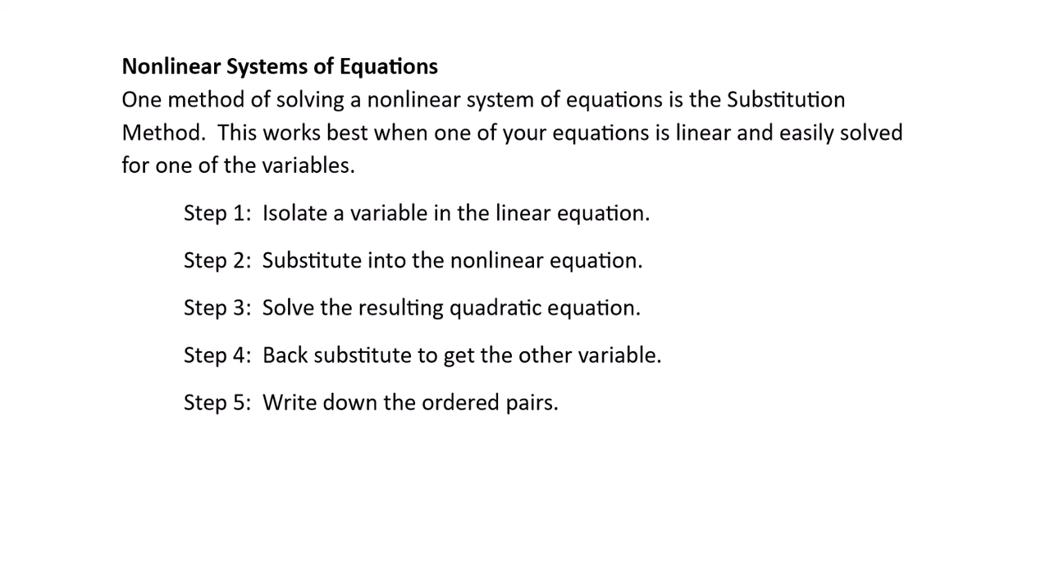Step 1 is to isolate a variable in the linear equation. This just means that you need to solve the linear equation for either x or for y. Step 2, you'll substitute that into the nonlinear equation. Step 3, solve the resulting quadratic equation. Step 4, we'll back substitute to get the other variable. Step 5, write down the ordered pairs.